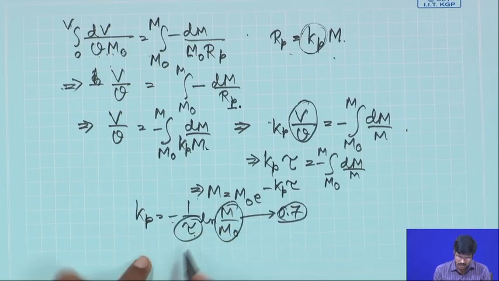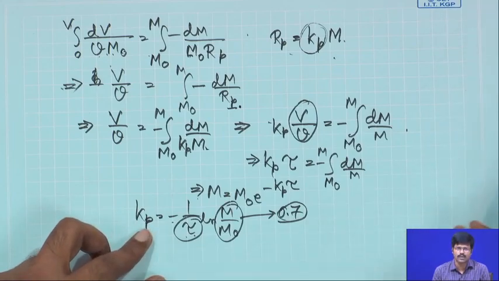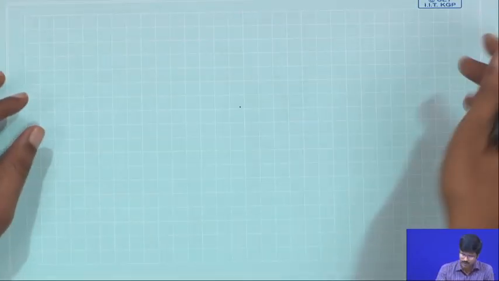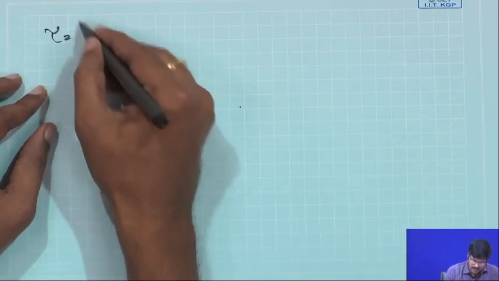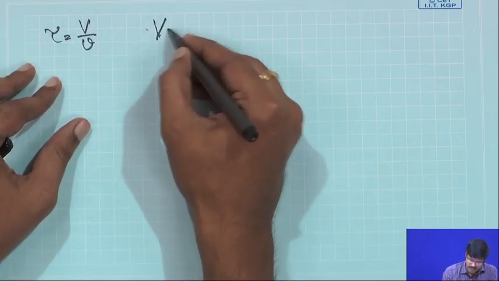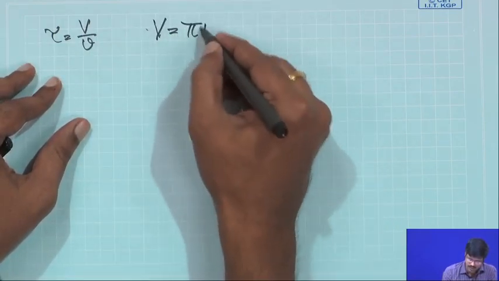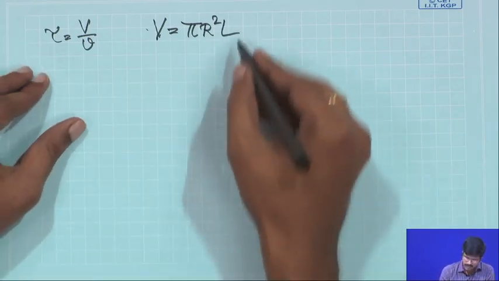Now, the problem has been reduced to finding out the value of tau, the residence time. Then you can find out the value of Kp, or the propagation constant, the rate constant of polymerization. So, tau is equal to capital V by small v. Capital V is the reactor volume, and the reactor is cylindrical, so the volume is pi r square into L. R is the radius, L is the length.